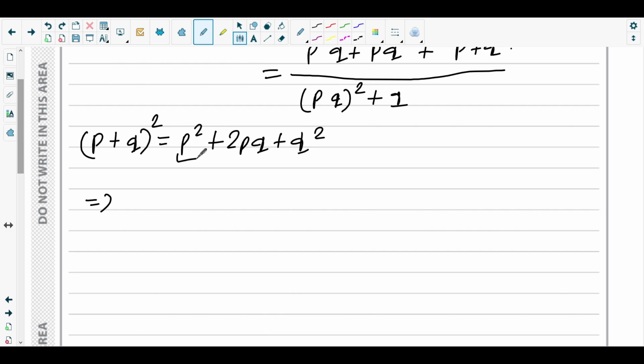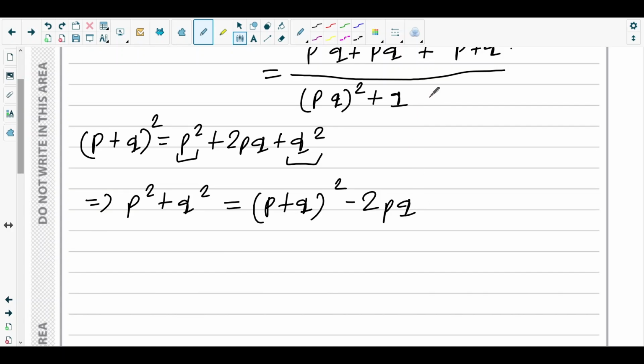So if you take p squared plus q squared together, then take 2pq on the left side, you will get (p plus q) whole squared minus twice of pq. That's what we will do here. So in place of p squared plus q squared, we can put (p plus q) whole squared minus twice of pq. Now just put the values.